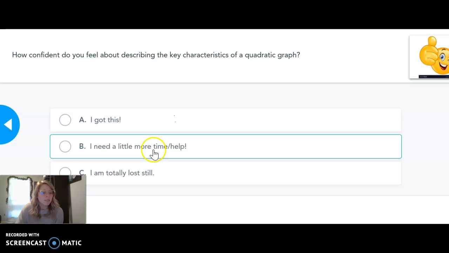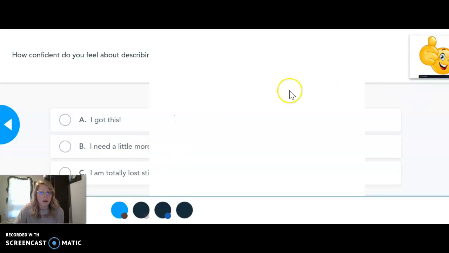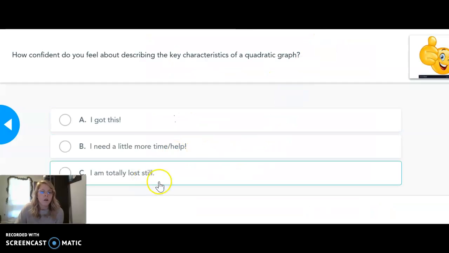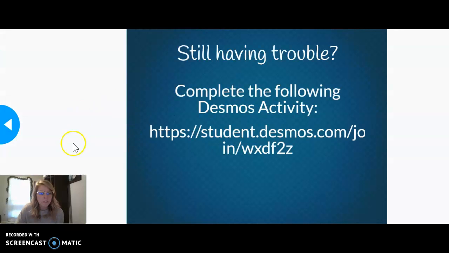If they need more time, then we'll go over this a little bit further with more examples. I can bring up a whiteboard where I can explain a few more problems with them and graph a few more parabolas. And if they're totally lost, then I'm still going to help them with these problems and encourage them to also refer back to that anchor chart with the Desmos activity. And if they got it, then I'm going to go ahead and let them move on.